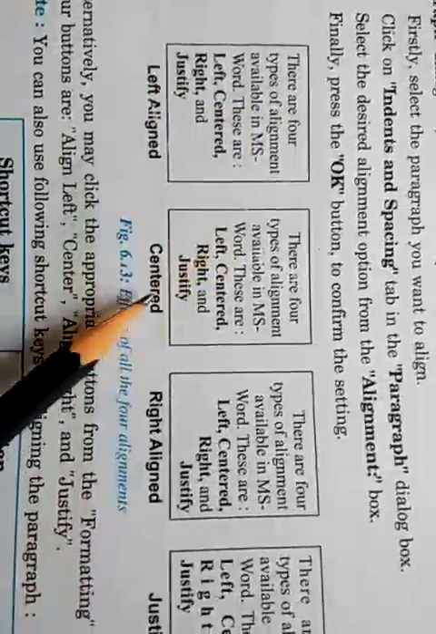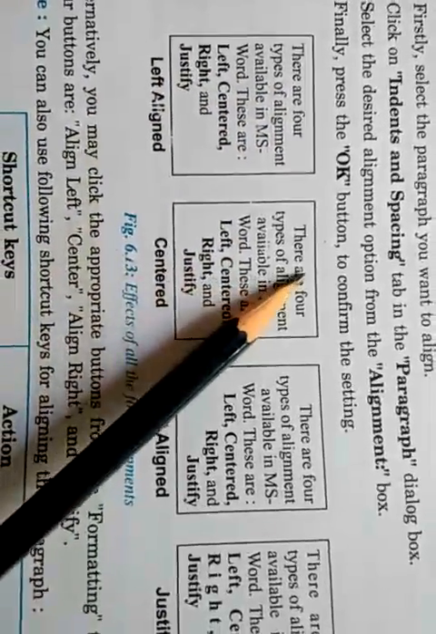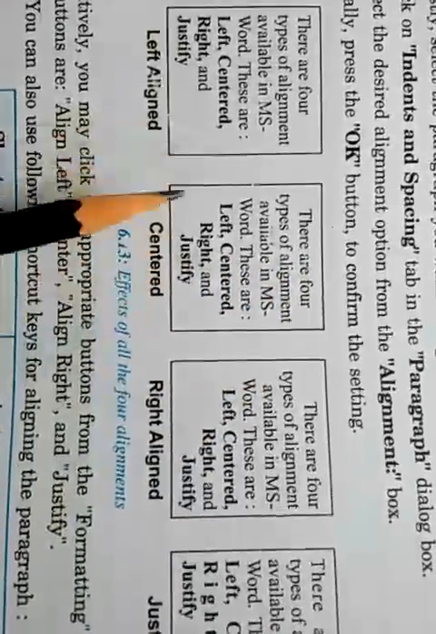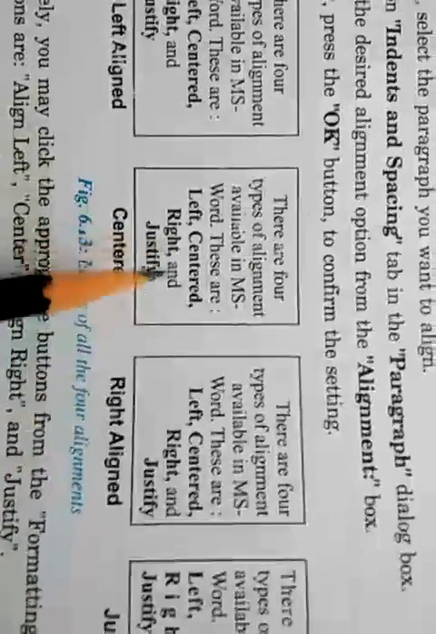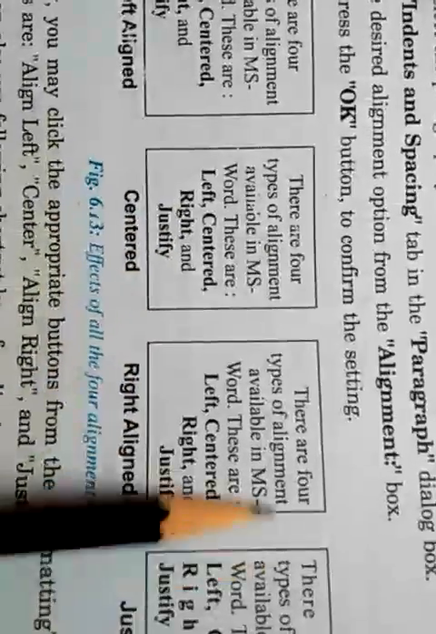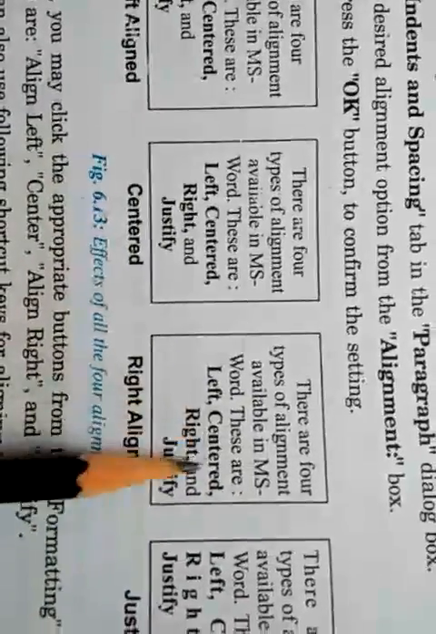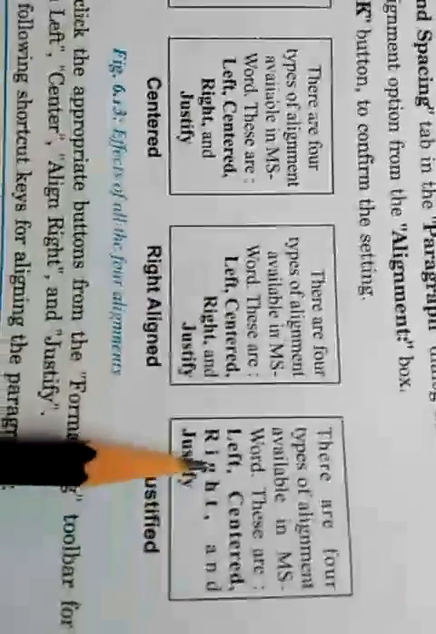In case of the center, the data will be displayed in this format. This is basically used for greeting cards and for writing poems, and this is the right alignment, so the data will be aligned from the right hand side. In case of the justify, the data will be aligned from both sides, left and right.